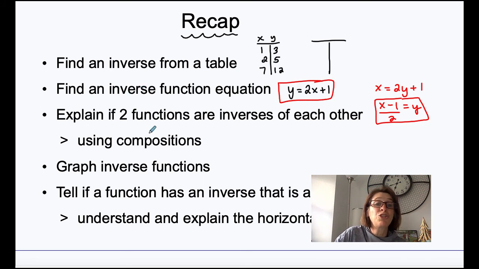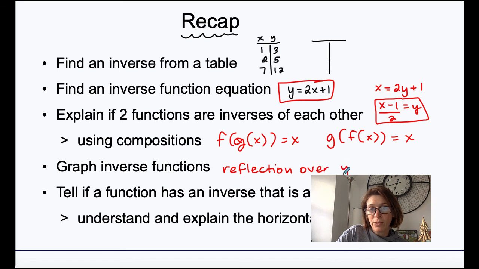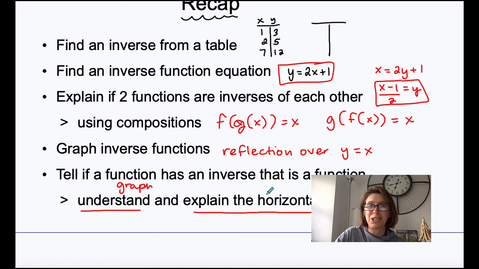We should be able to explain if two functions are inverses of each other, and you're going to do that using the composition of functions. Remember, if f of g of x equals x, and g of f of x equals x, then the functions are inverses of each other. You should be able to graph inverse functions by reflecting them over the line y equals x. Again, you could make a table and flip the points as well. And you're going to want to be able to tell if a function graph has an inverse that is a function. So you're going to have to understand and explain why the horizontal line test will do that, okay?